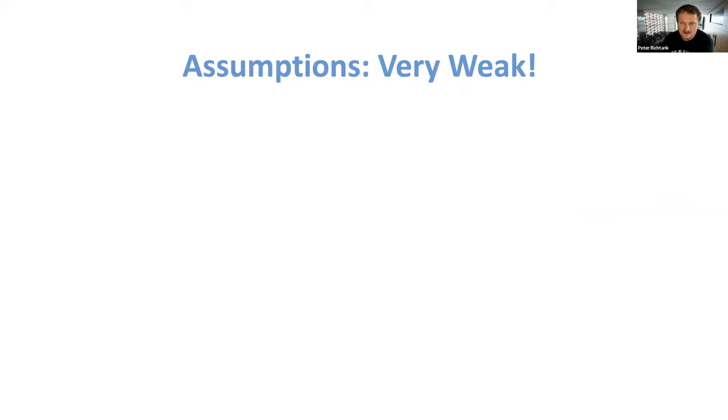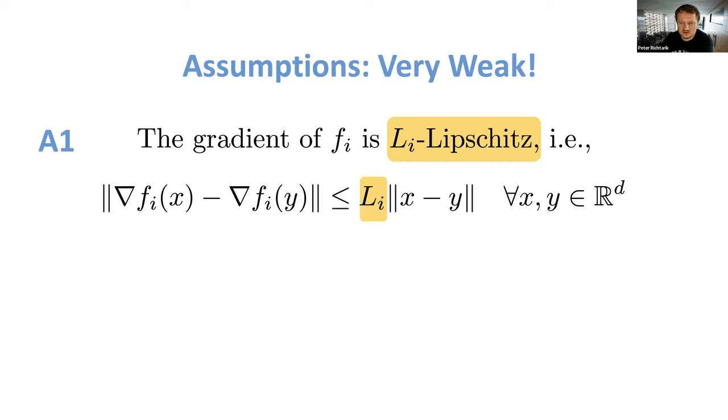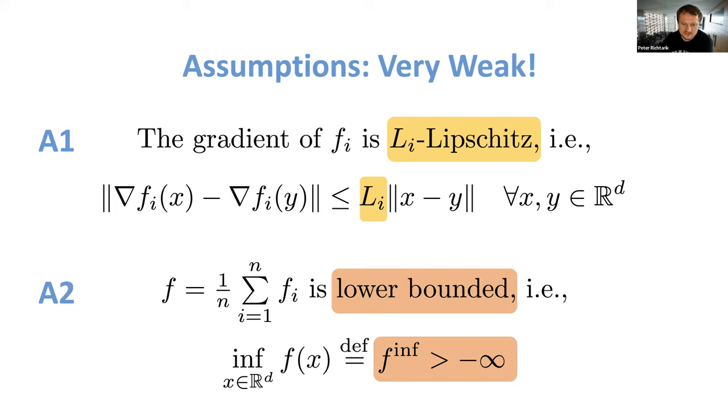In order to reveal right away the assumptions we're going to make in the theoretical analysis, I want to say we only have two assumptions and they're very weak. The first assumption is that the function is differentiable, and not only that, but the gradient is continuous, in particular Lipschitz continuous, for all of these individual functions. So this is a weak assumption. And the second one is that the average of these loss functions is lower bounded, which is again a weak assumption.